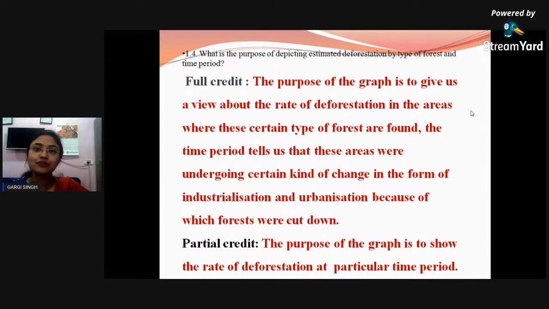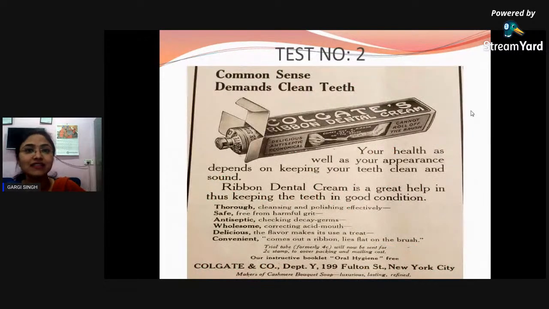Now we'll come to the next task, which is in the form of an advertisement. So task number 2 is an advertisement. As you can see, the title of the advertisement is Common Sense Demands Clean Teeth. And this is an advertisement of Colgate, a very popular brand. And it's a very old advertisement, not a new one.